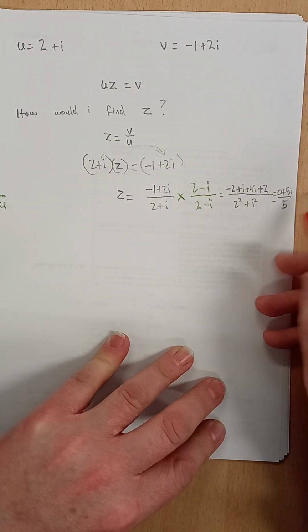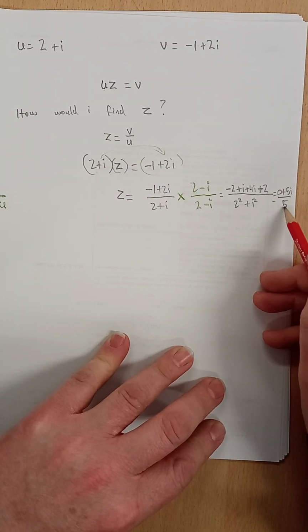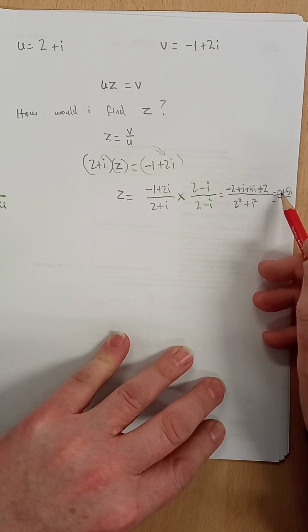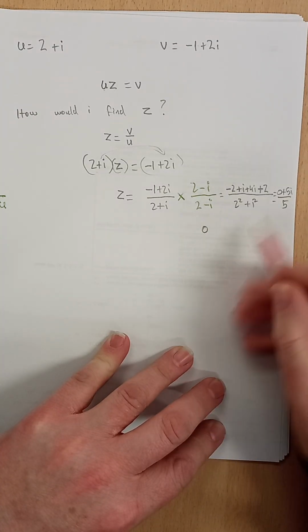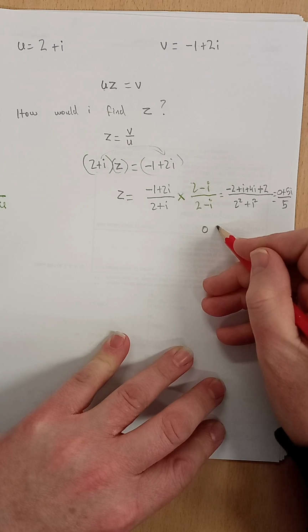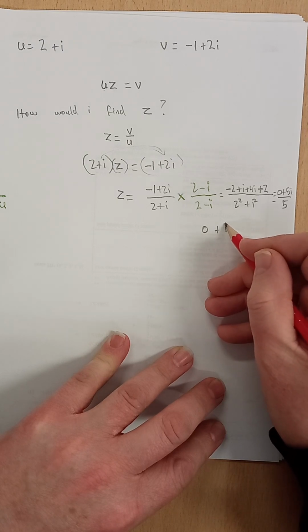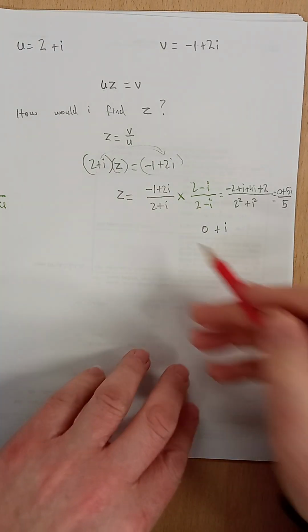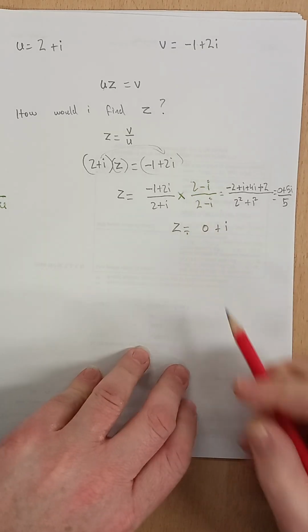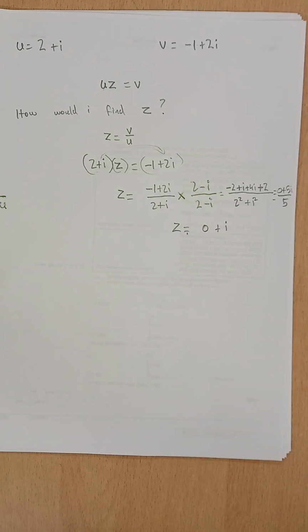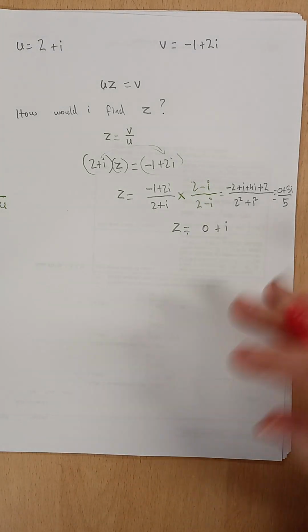over 5. And of course, these will always be made so they divide. 5 into 0 goes 0 times, and 5 into 5 goes once. 0 plus 1i is your answer. So that's what z is. So that's a traditional hard one, at least it is for me. So let's have a look at some other ones.